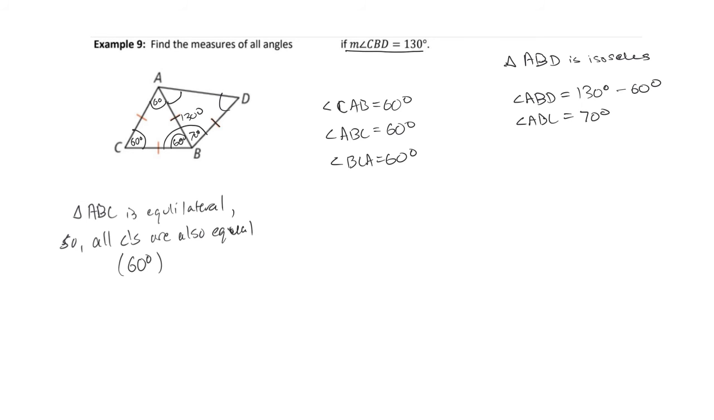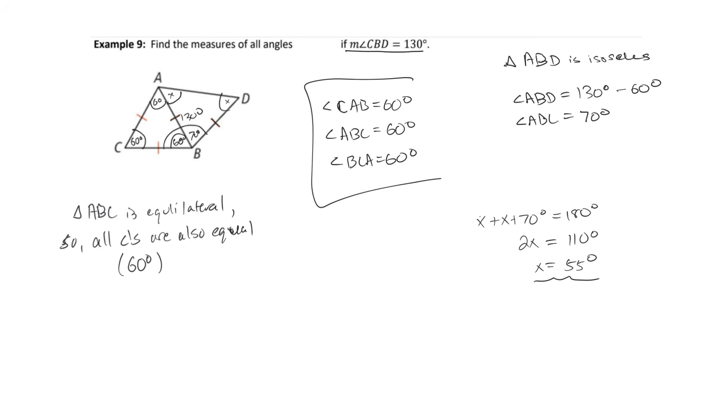So this right here is 70 degrees, right? So if that's 70 degrees, we can label these ones as X, right? So X plus 70 degrees equals 180. So 2X is equal to 110 degrees, and X equals 55 degrees, right?